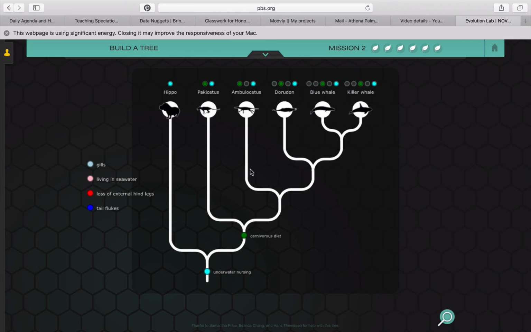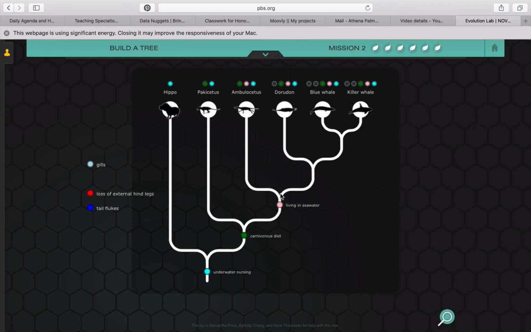Again, this branches off and forms these guys here. This branch will lead to these guys here. So here, what do all of these guys have in common that this common ancestor had before they branched off? Because this common ancestor had those traits, it passed them on to the rest. So let's say living in seawater. Correct. So this organism that appears to be a land organism actually did live in seawater. And then looking at these, loss of external hind limbs and tail flukes. Well, I see a tail fluke there, there, and there, so I'm going to say that's the next trait that developed. After this branching, this guy did not.